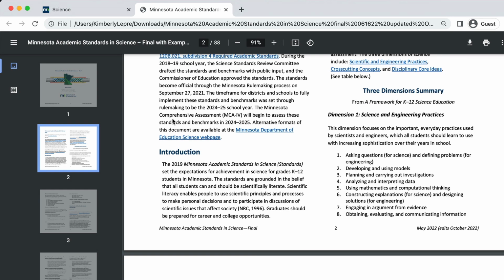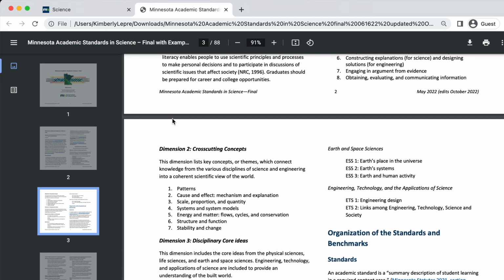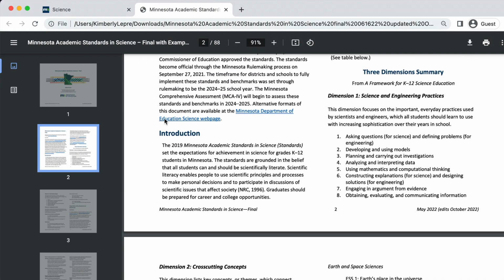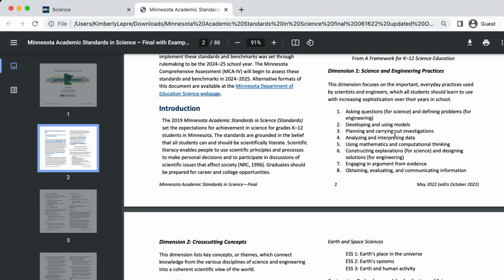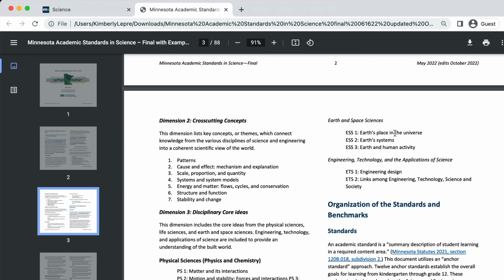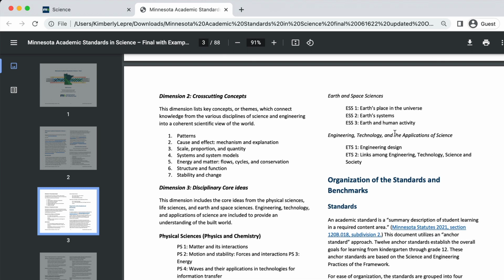Dimension 1 is science and engineering practices, 2 is cross-cutting concepts, and 3 is disciplinary core ideas. I'm sure if I was a science teacher or I knew more about science, I'd probably understand what that means. But if you read the little description here, it says things like asking questions, analyzing and interpreting data, and then cause and effect, energy and matter. That sounds like sciencey stuff.